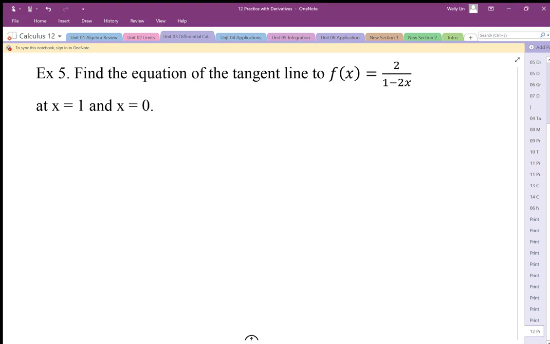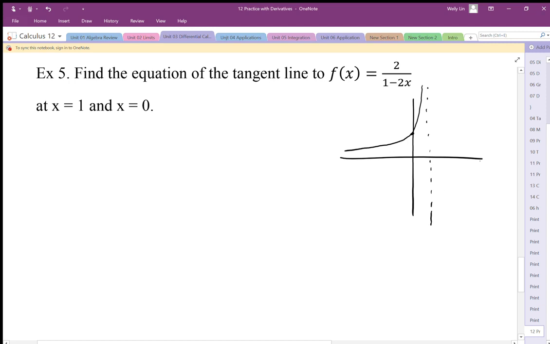We're being asked to find the linear equation, the tangent line, to the function that we've been given here. So it's a good idea to know what this function looks like, so I'm just going to sketch a graph of this function. It has a vertical asymptote at x equals 1/2. It's got a horizontal asymptote, and it looks like it's going to kind of pass through there. So we've got a graph that kind of looks like that, and it's going to go like that.